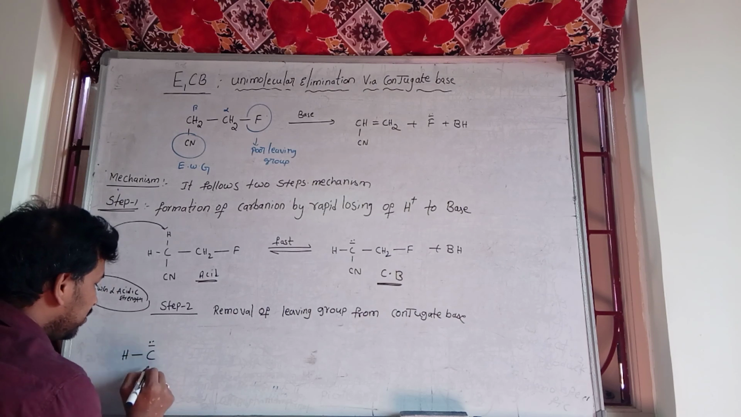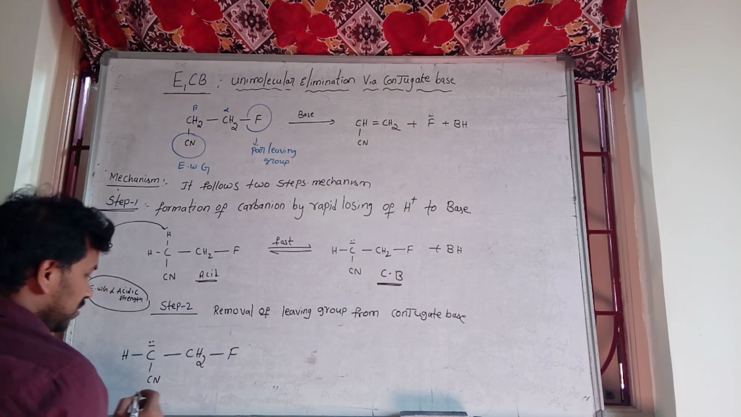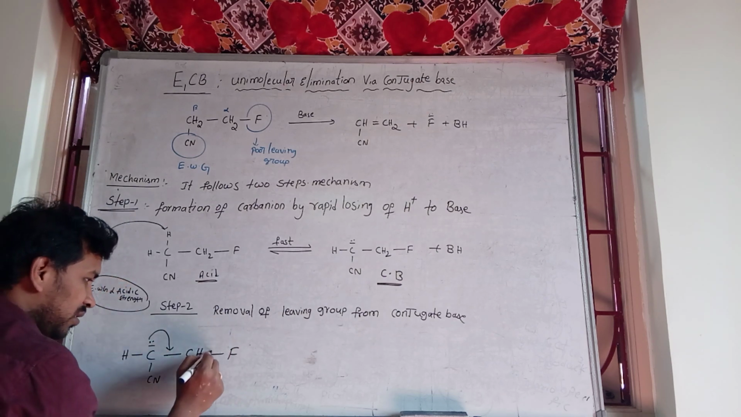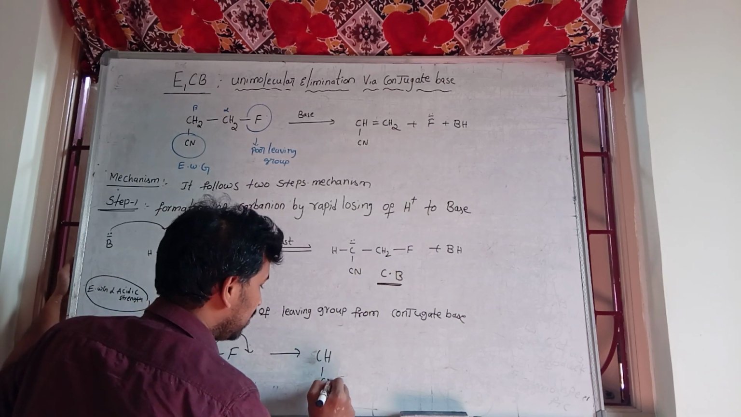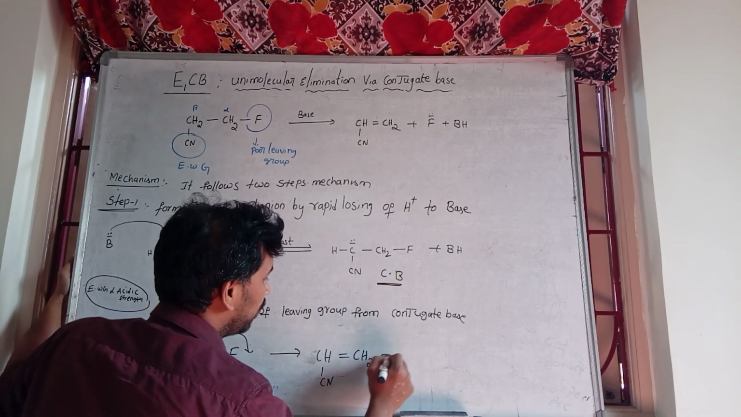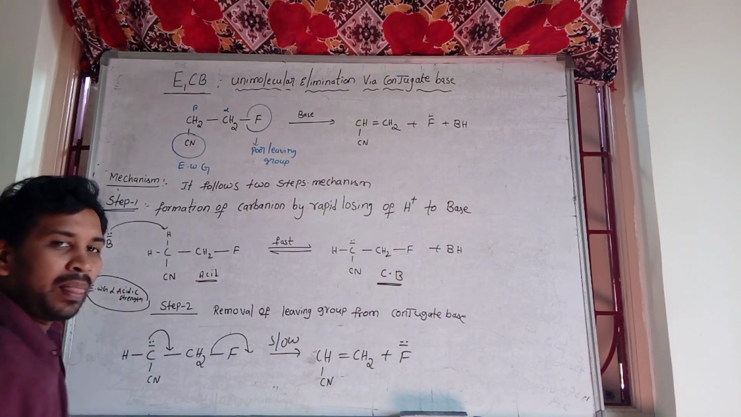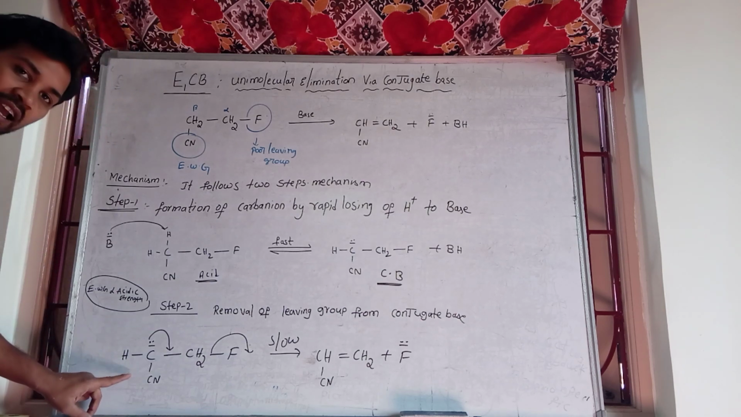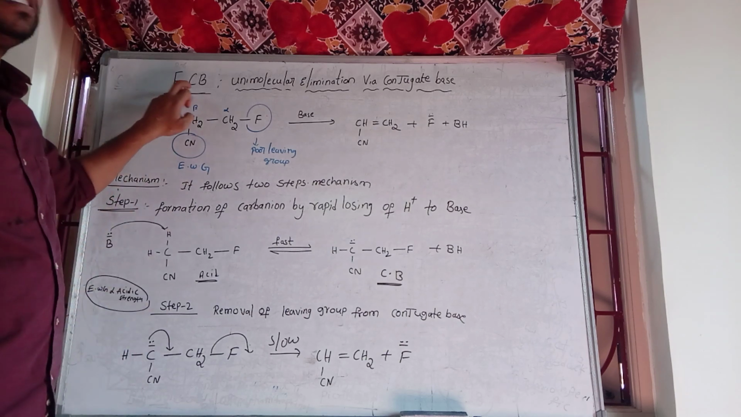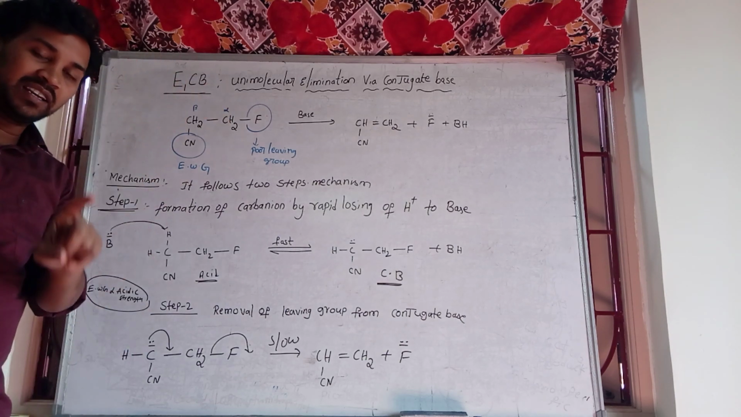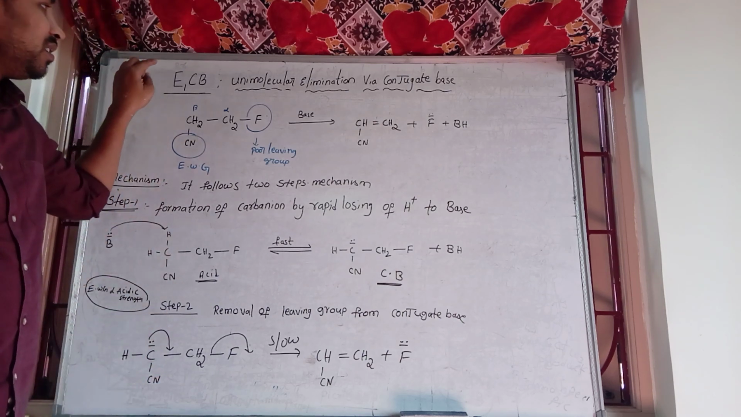Okay, from here, the carbon is having a negative charge, Cl, CH2 fluorine. When this negative charge shifts here, this fluorine leaves and it is converted into CHCl=CH2 plus F minus, and this is the slow step. So in the slow step, how many reactants are there? Only the conjugate base is there. That is why we are calling it E1CB. In the rate determining step, only the conjugate base is there.